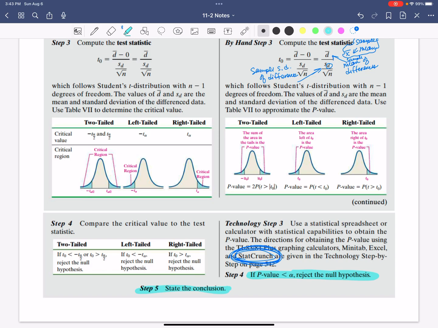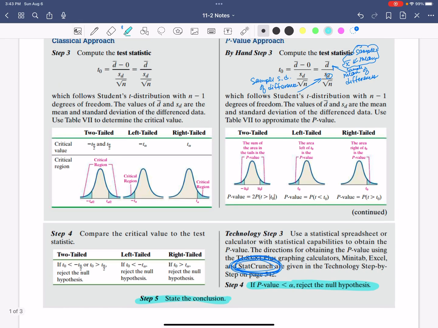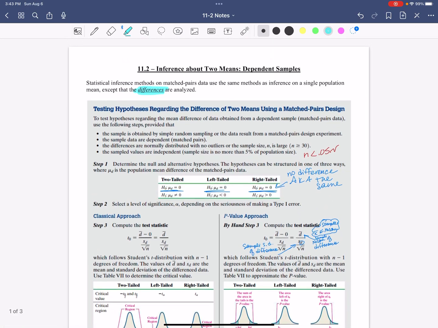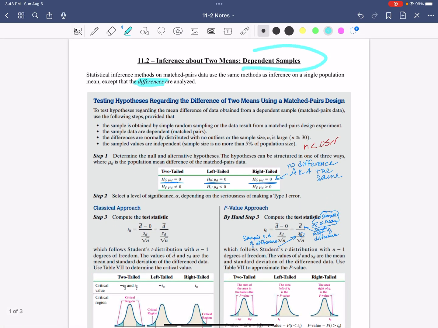Then, of course, we'll state our conclusion. Is there sufficient evidence? Is there not sufficient evidence? It's the same thing over and over again. Dependent samples with matched pairs give us a difference. Okay, now let's try an example and see how this plays out.